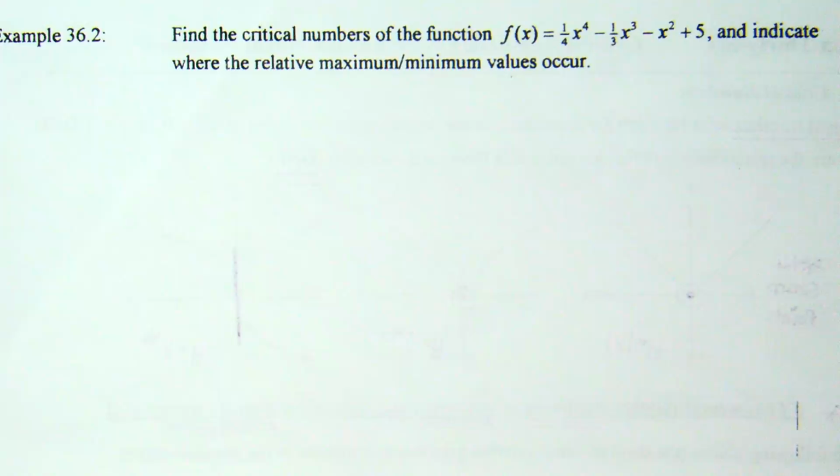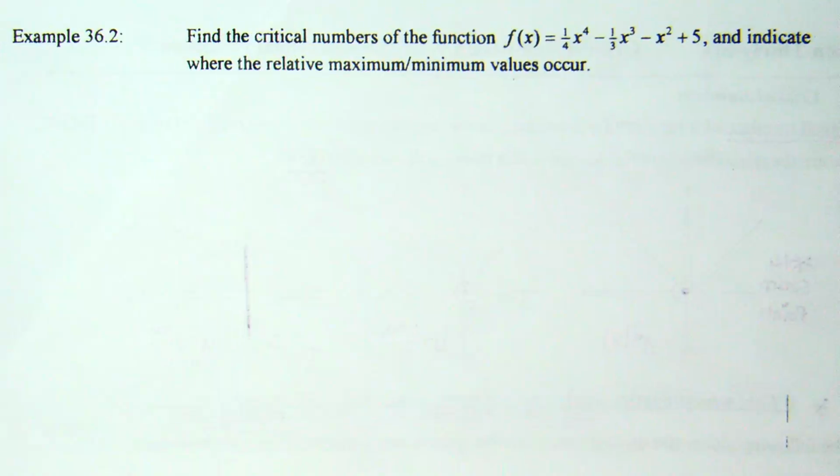Okay, example 2. Find the critical numbers of the function f of x equals 1/4 x to the 4th minus 1/3 x cubed minus x squared plus 5, and indicate where the relative maximum and minimum values occur. Okay, what am I starting off doing?